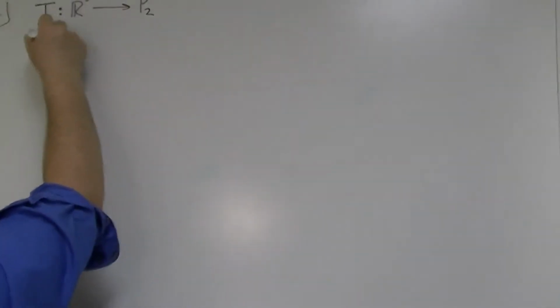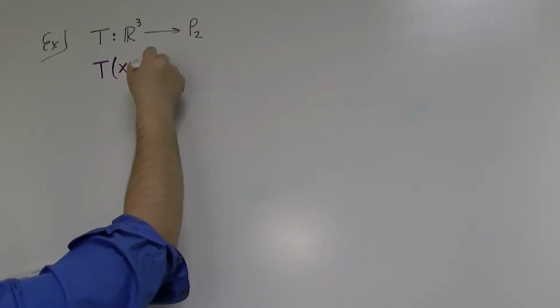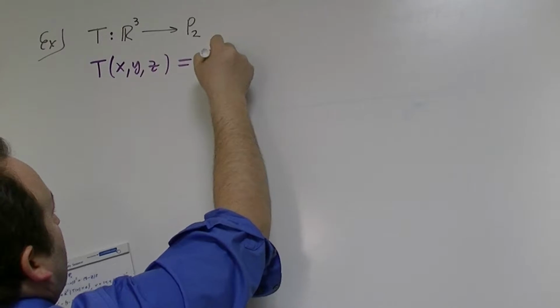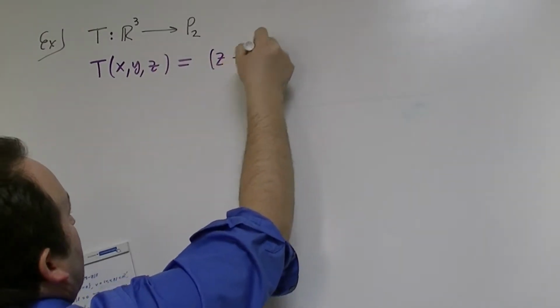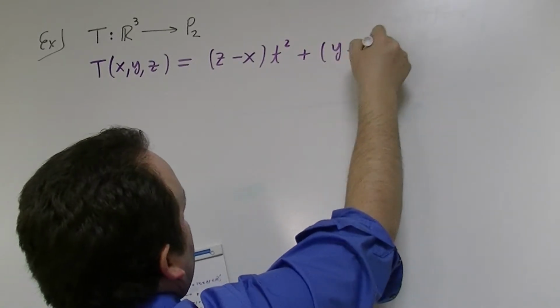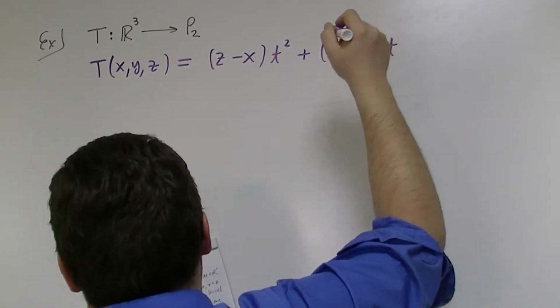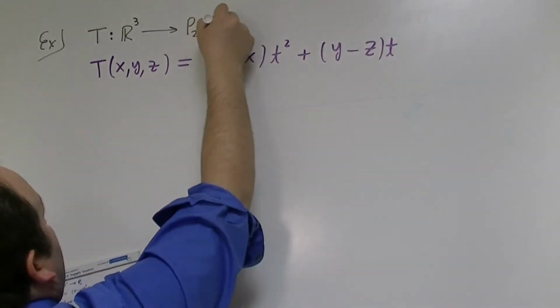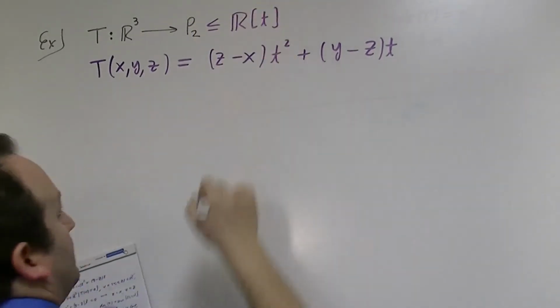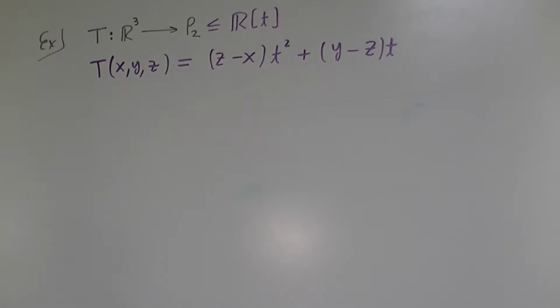T of x, y, z is equal to z minus x times t squared plus y minus z times t. So here I'm looking at P2 as being a subspace of the polynomials in t over the reals. That's my definition. It's fairly clear that that's a linear transformation. I won't prove it.